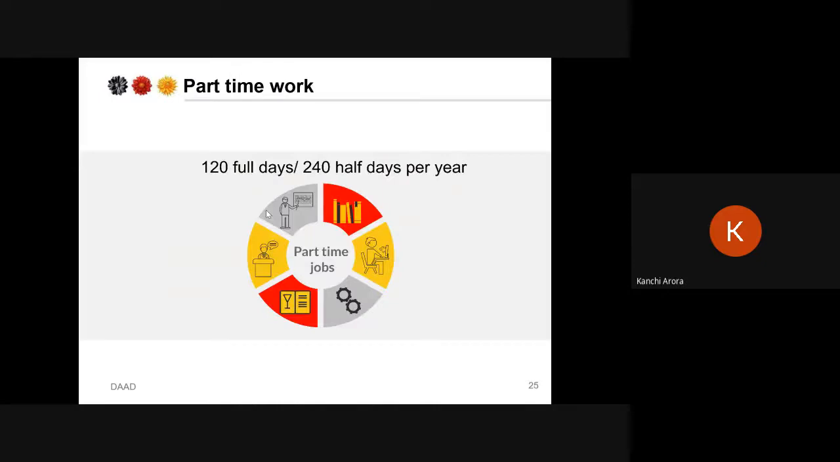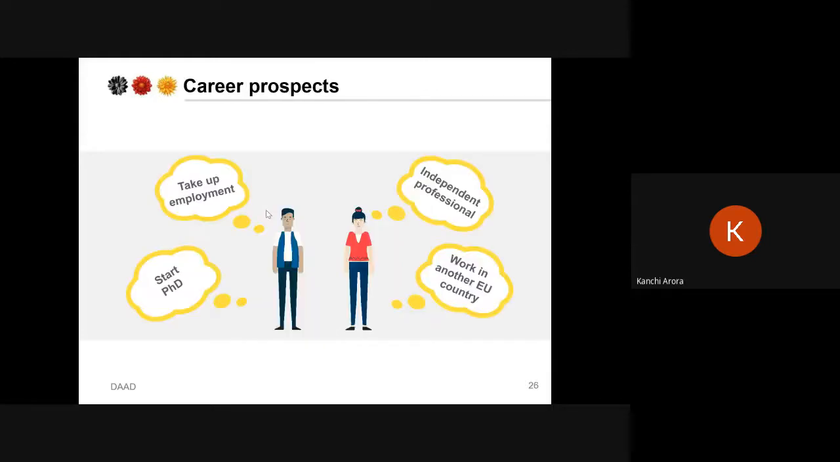You are allowed to work part-time, 120 full days or 240 half days in a year. You could be working on the campus. You could be working outside the campus. If you're working on the campus, let's say as a research assistant or something, you could always get it extended. You will have to get in touch with the authorities, with the aliens registration office, and then you can get it extended. But usually it is 120 full days or 240 half days for a year.